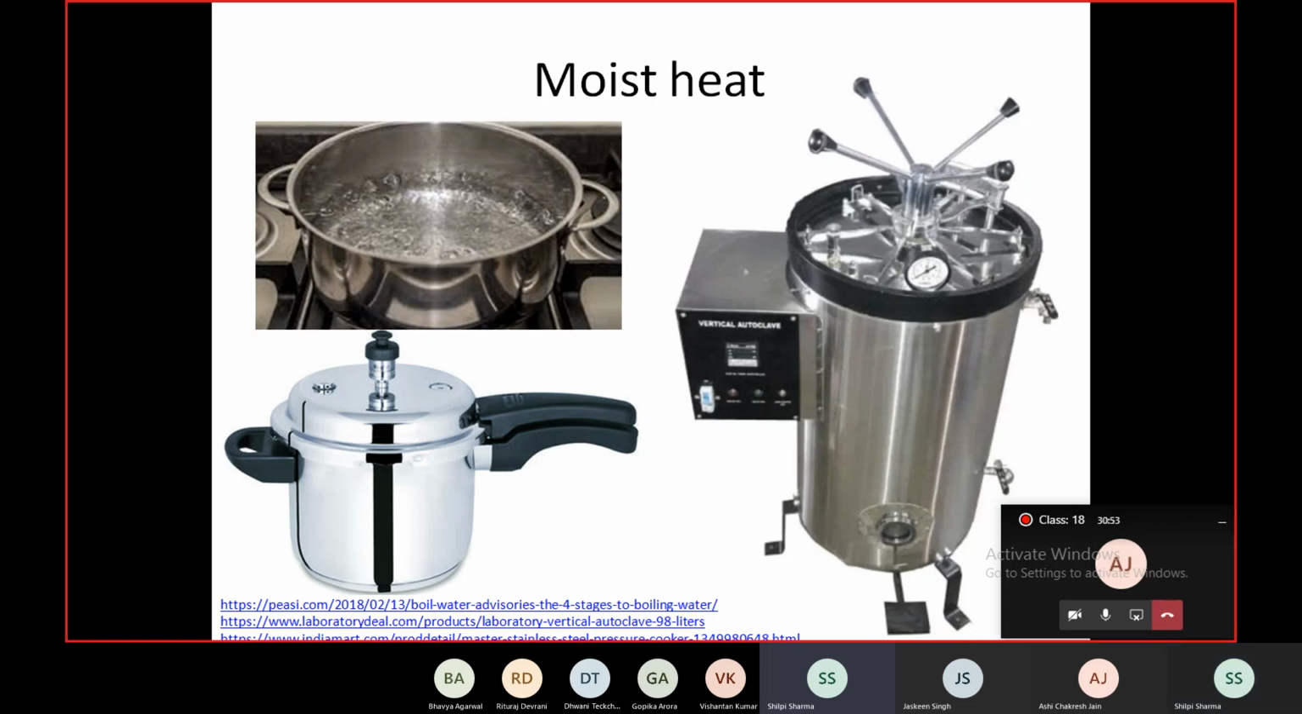Now, moist heat in the presence of pressure is more effective with penetration and better coverage. And also to reach the required temperature, it's easier. Such kind of sterilization is done conventionally in pressure cookers, and a larger form of which is going to be used by you all in the form of an autoclave that you see on the right side.